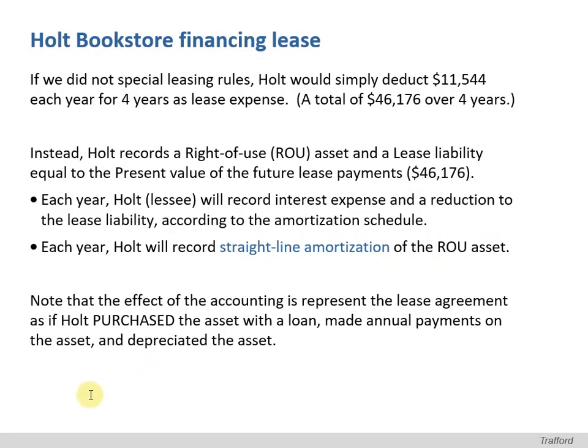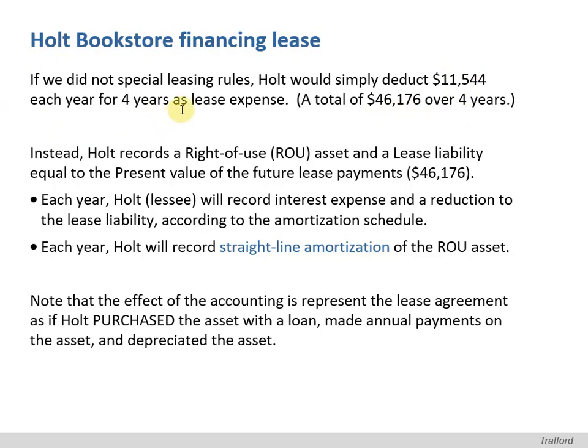Now let's discuss the accounting for this financing lease. If there were not special leasing rules, Holt would simply be deducting their lease payment of $11,544 per year as lease expense in each year as they made that payment. So they'd have a total of $46,176 of lease expense over a 4-year period.